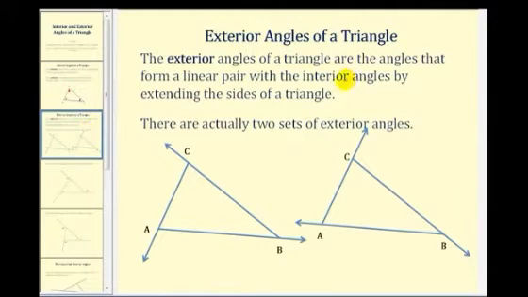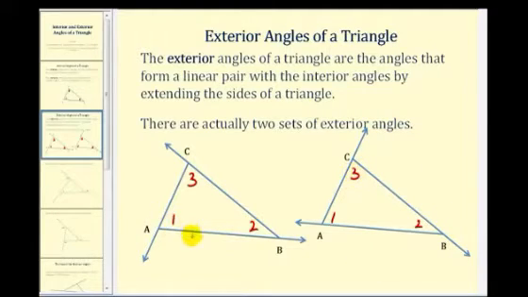The exterior angles of a triangle are the angles that form a linear pair with the interior angles by extending the sides of a triangle. There are actually two sets of exterior angles based upon which sides you extend. What I mean by that, if we take a look at vertex C, notice the triangle on the left here, we extended side BC through vertex C. And notice on this triangle here, we extended side AC through vertex C. So if we continue this pattern, you can think of these extensions going counterclockwise, and these extensions are clockwise.